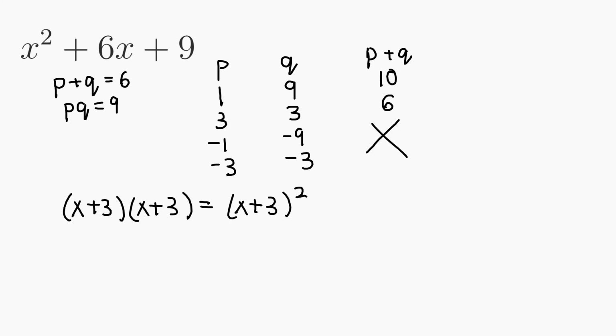And there's a special term for this. It's called a perfect square trinomial. So x squared plus 6x plus 9 is a perfect square trinomial because this trinomial is just a binomial that's squared.